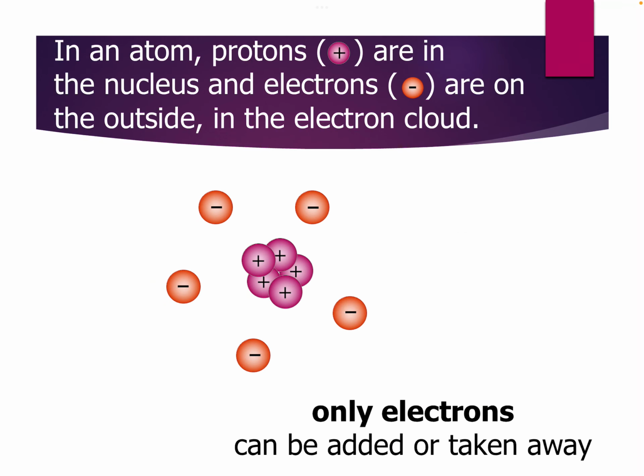Remember, all of our protons are in the middle with the neutrons, which I've left out for now because they don't matter when we're talking about charge. The protons are in the nucleus, and the electrons are on the outside in the electron cloud. This is super important: only electrons can be added or taken away. If we change the number of protons, we change what atom it is, and we can't do that. That breaks the laws of chemistry. The only things we can do are add or remove electrons.